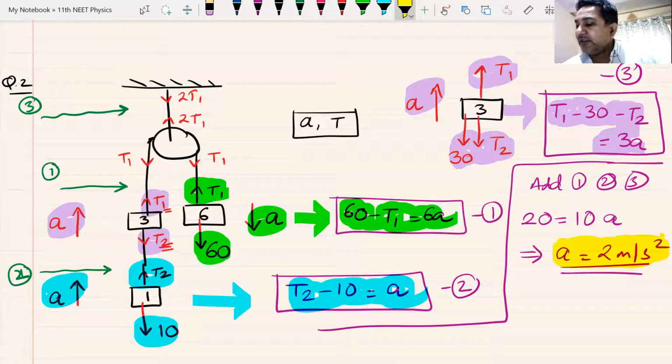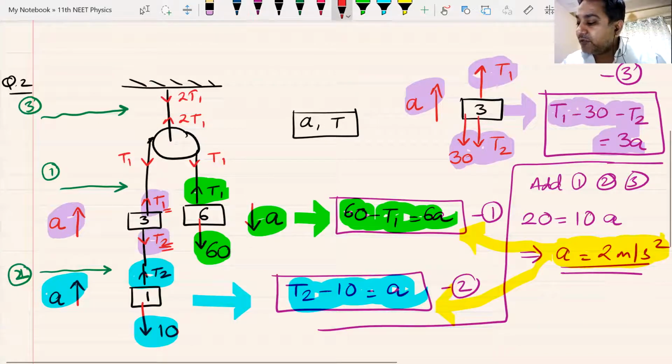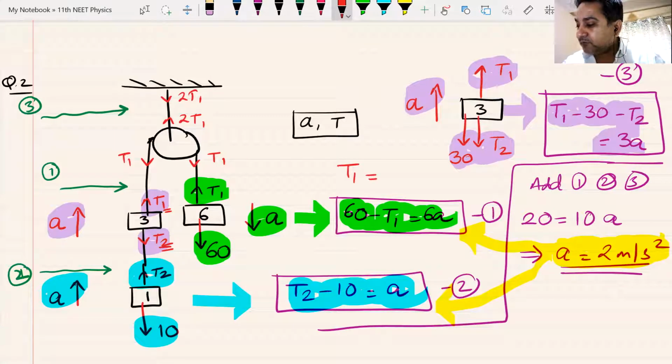As soon as you get the value of A, you can put it here in this equation to get the value of T1. You can put it here in this equation to get the value of T2. Can anyone tell me what is the value of T1 coming?